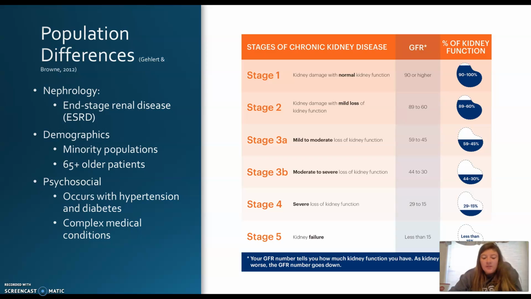It primarily affects the minority population such as African Americans, Hispanics, and American Indians, and patients are typically 65 and older. This disease affects patients on a psychosocial level as well. When it comes to disease-related, ESRD, which is end-stage renal disease, commonly occurs along with hypertension and diabetes, which affects their everyday life even more. So here you can see the different stages of kidney disease.